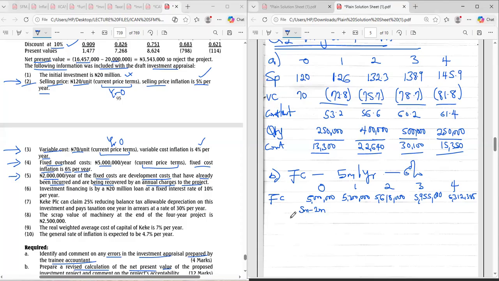So it doesn't really affect the project. You have incurred it, it doesn't change anything. So we are supposed to have 3 million. This 3 million we are supposed to be inflating by how many percent? 6%. So this guy has messed up.